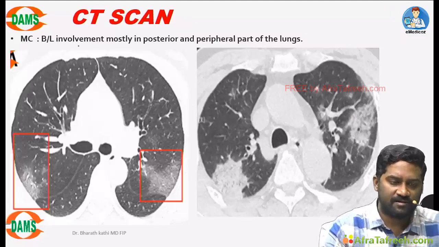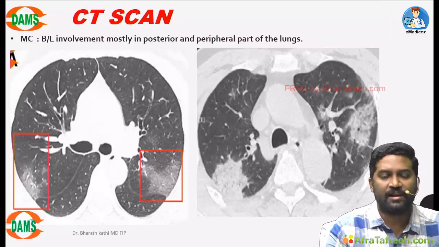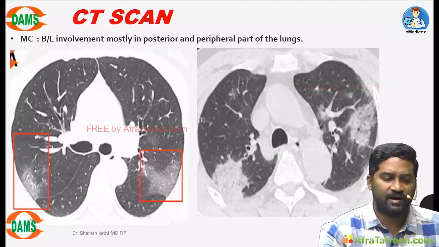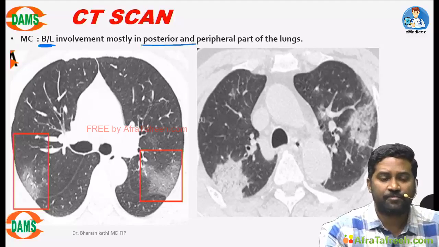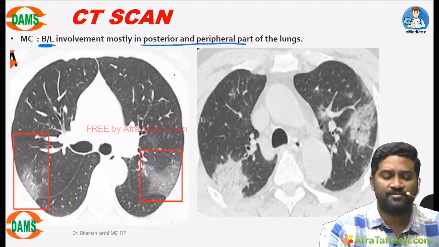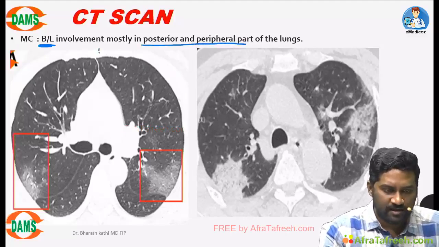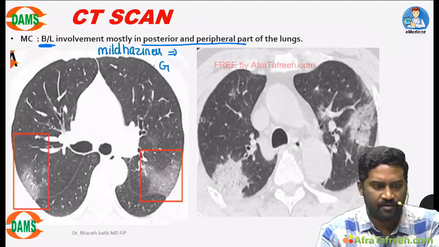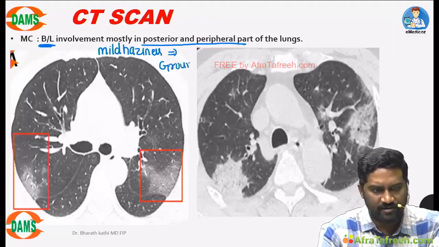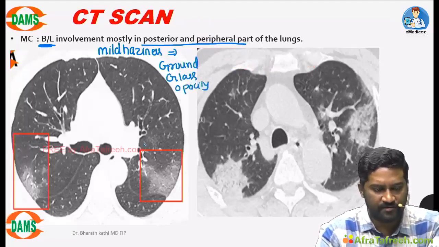And if you take a CT scan, you could see the classical areas of involvement. Again, in CT scan, there will be bilateral involvement mostly in the posterior and peripheral parts of the lung. So what you can see? Initially, there will be only mild haziness. This mild haziness is called ground glass opacity.